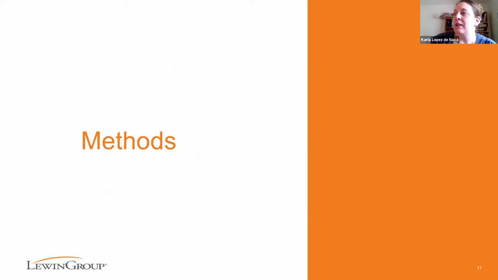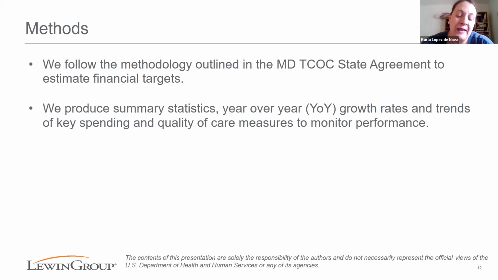So the methods we use: the total cost of care model and the former all-payer model outline in the waivers the methodology to measure financial targets, and we follow that methodology. And we also keep track of other financial and quality of care metrics, and we produce summary statistics, year-over-year growth rates, graphs, and trends. And again, I'm just going to be showcasing a couple of the measures that we monitor.